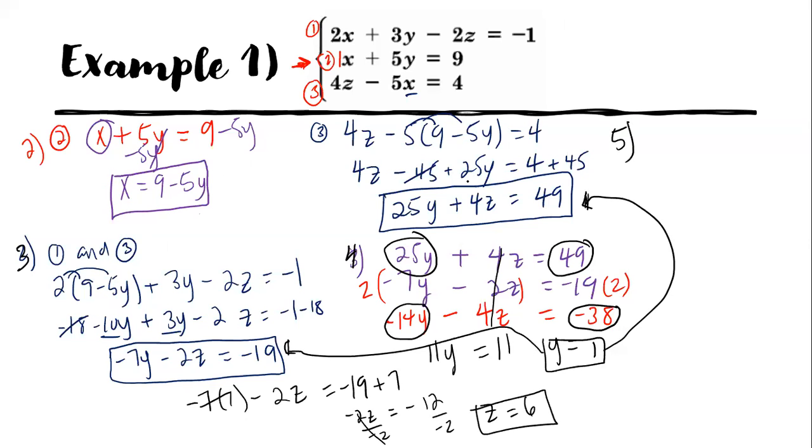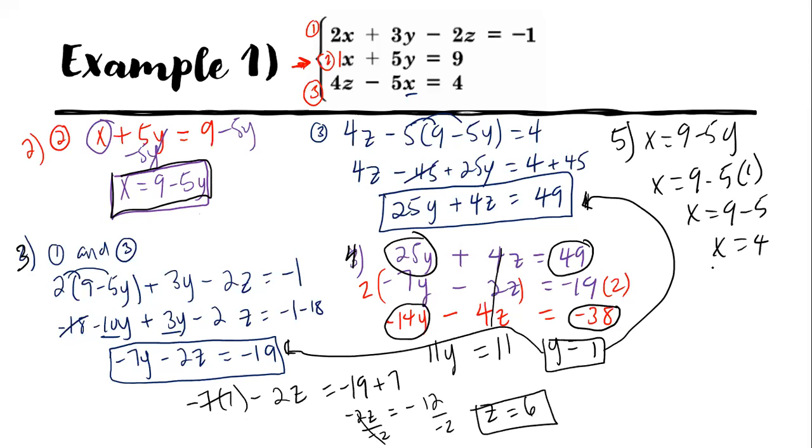So step 5 is we're going to take what we got from step 2, which was x equals 9 minus 5y. We're going to plug in what we know. So x equals 9 minus 5 times 1. So x equals 9 minus 5, x equals 4. And so our solution set is 4, 1, 6. That's our point where the planes would intersect.